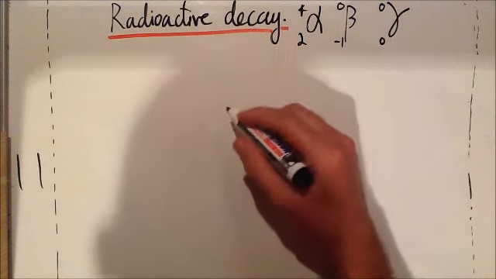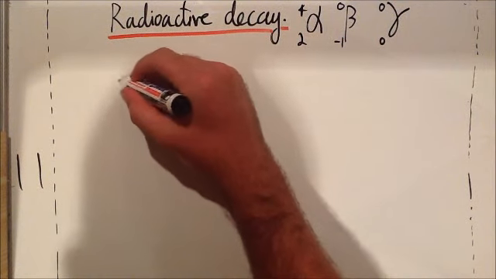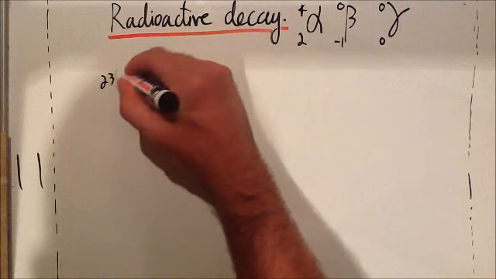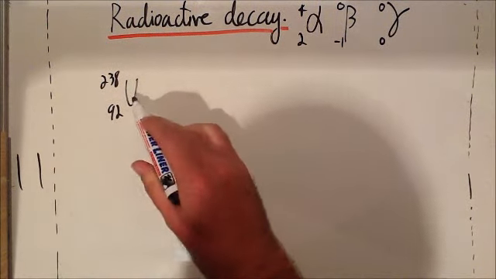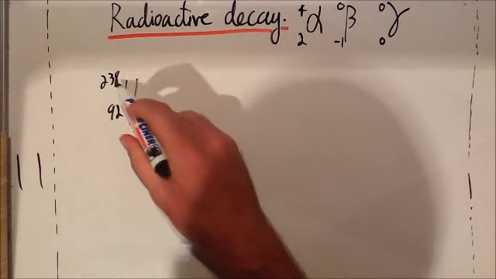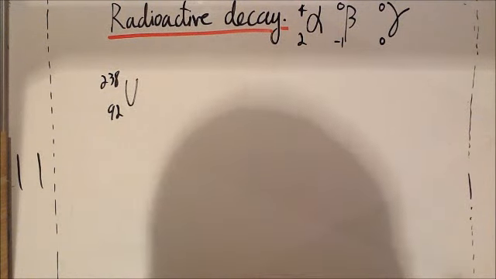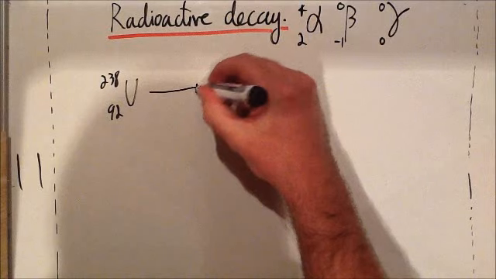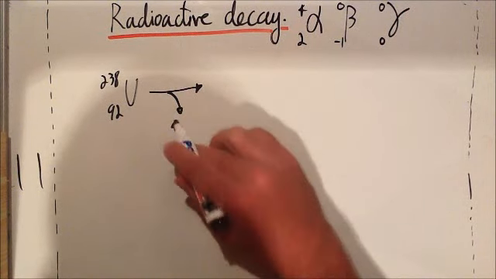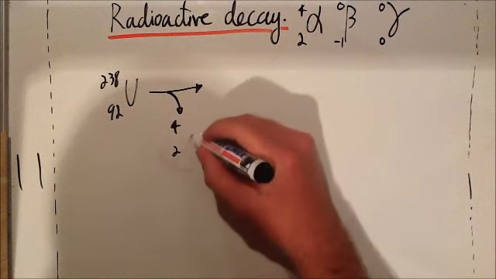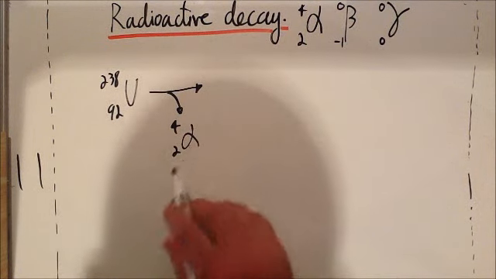So let's take an example of alpha emission. So if we start with uranium-238, which has an atomic number of 92, it's an isotope of uranium. It's not happy, it's got too many neutrons and wants to emit some energy. So it does this by emitting an alpha particle. So it's given off an alpha particle.